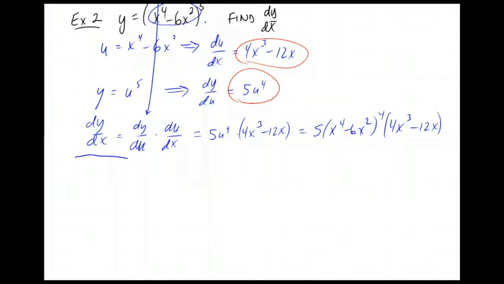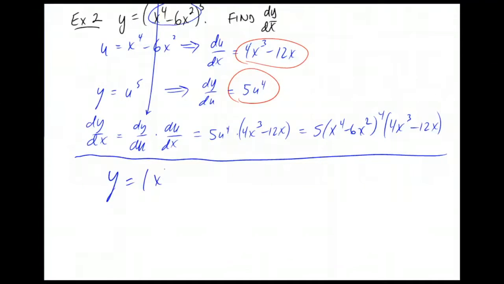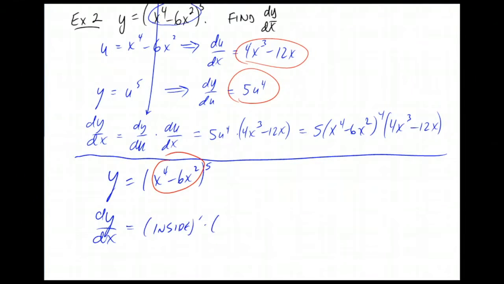Now, using the simpler inside-outside method, we have the function (x to the 4th minus 6x squared) to the 5th power. We'll say the inside function is x to the 4th minus 6x squared. So if I'm going to calculate the derivative dy/dx, I'll say it's the derivative of the inside function times the derivative of the outside function. Okay, so the inside is x to the 4th minus 6x squared, its derivative is 4x cubed minus 12x.